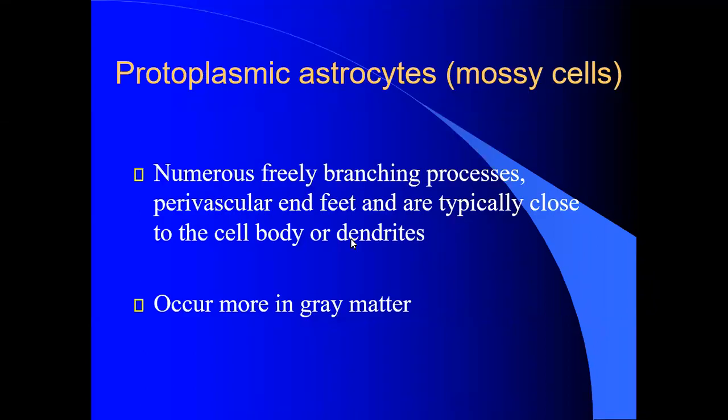The protoplasmic astrocyte, which also can be called a mossy cell, has numerous freely branching processes in comparison to the fibrous. It also has perivascular end feet and is closer to the cell body or the proximal dendrites. So the fibrous astrocytes are going to be mainly in white matter, supporting axons and oligos, and the protoplasmic astrocytes closer into the gray matter, right? Because they're near the cell bodies and the proximal dendrites.